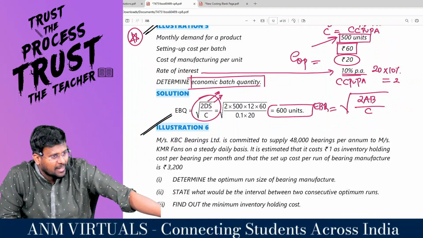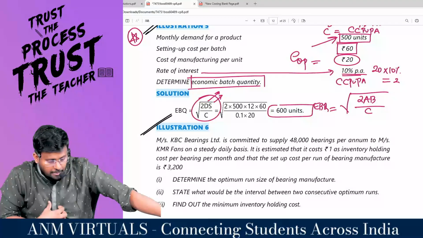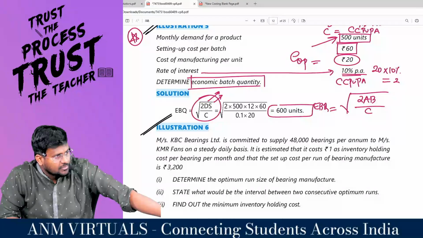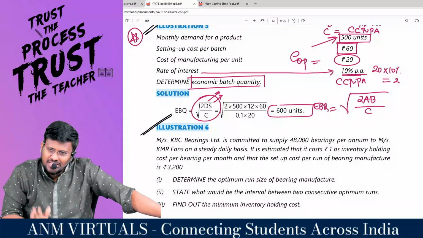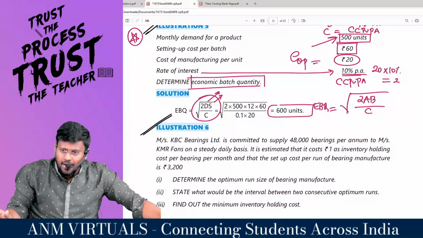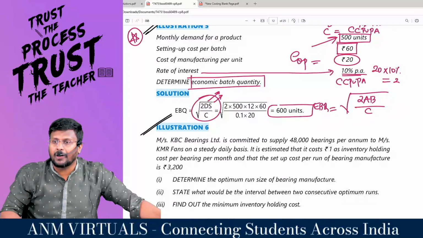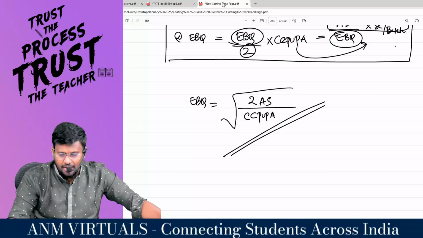But you may miss it in the exam. That's why I'm calling it A. B stands for what? Batch cost, which is nothing but setup cost, divided by carrying cost per unit per annum. This is how they have derived this formula.